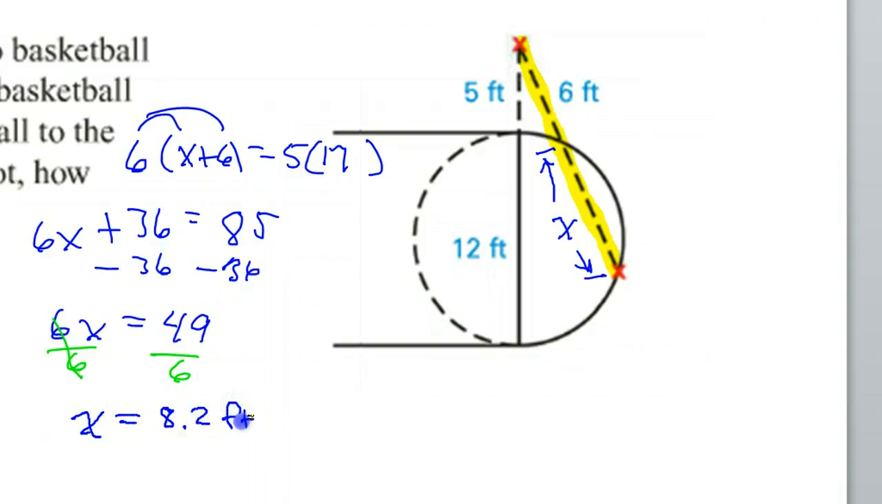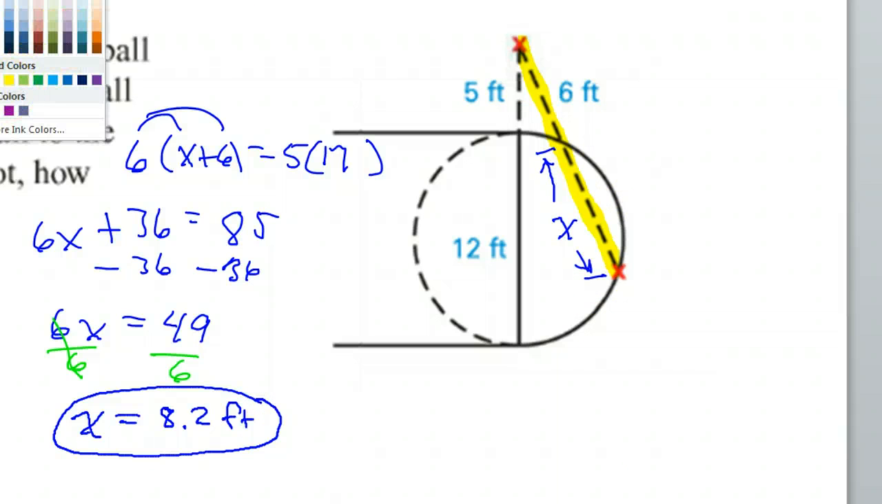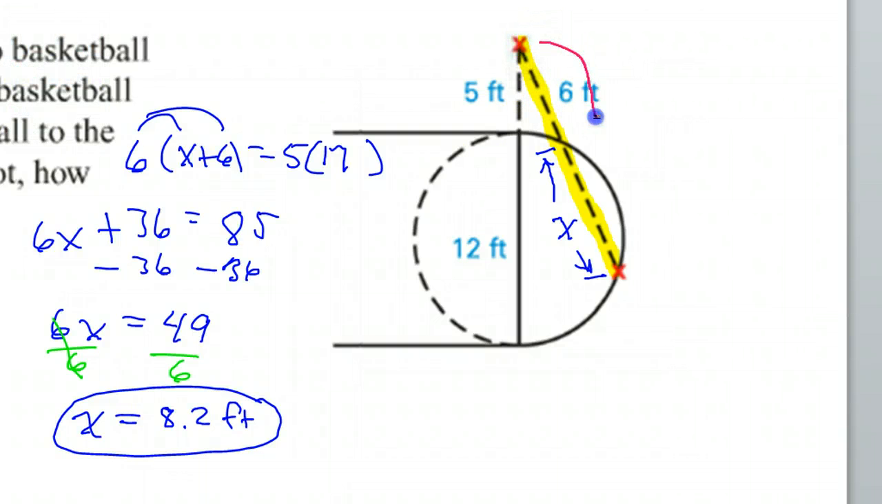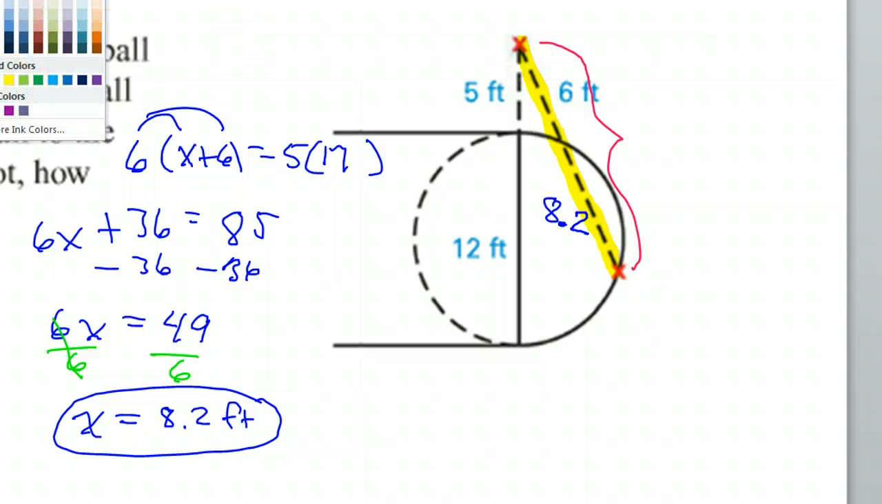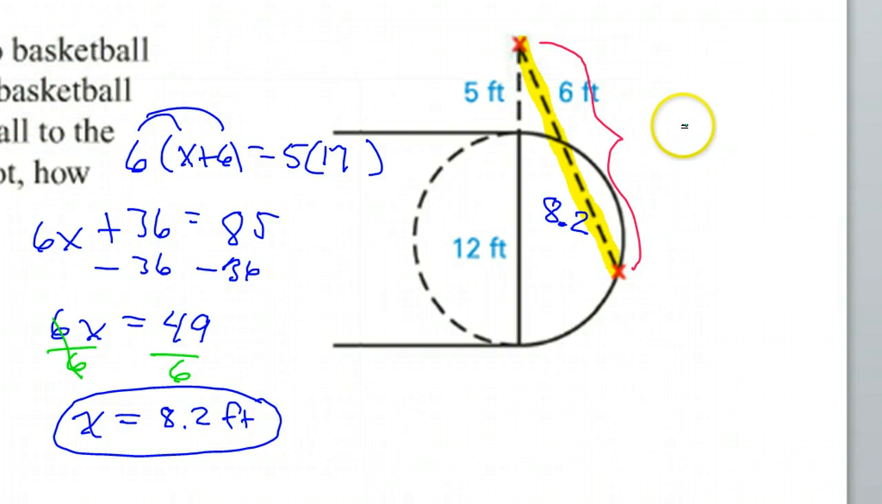8.2 feet. Now this is not the final answer. That's just x. So the true answer is the total distance right here. It's the 6 feet plus the 8.2. So basically I can come back here now and say, this is 8.2. So if I do 6 plus 8.2, that's going to give me the final answer, which is 14.2 feet.